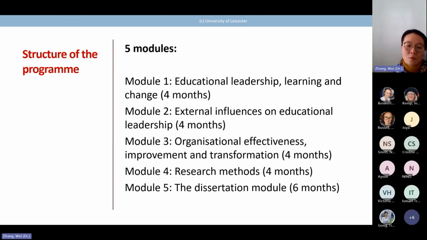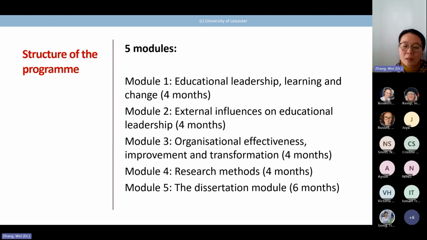The first 4 modules each carry 30 credits. Each teaching duration is around 4 months. In between modules, students tend to get a 1 month break. And the final module is a dissertation module, which normally takes 6 months, bringing the whole course duration to 2 years.